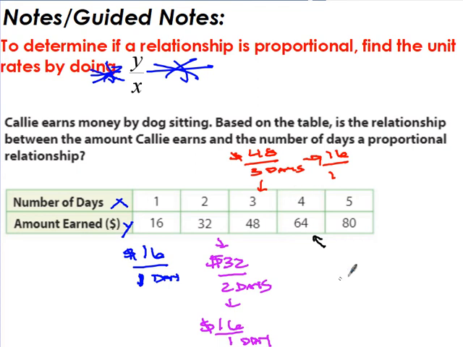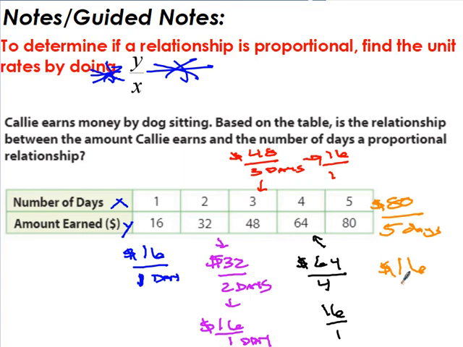Y divided by X, so that's 64 divided by 4, because that's $64 per 4 days. Well, 64 divided by 4 is 16. So that's going to give me 16 over 1. Okay, so far, still the same. And then finally, I'm going to check my last one over here. And this one would be $80 per 5 days. I would do 80 divided by 5. I actually need to work out the division. And 80 divided by 5 is $16 per 1 day.